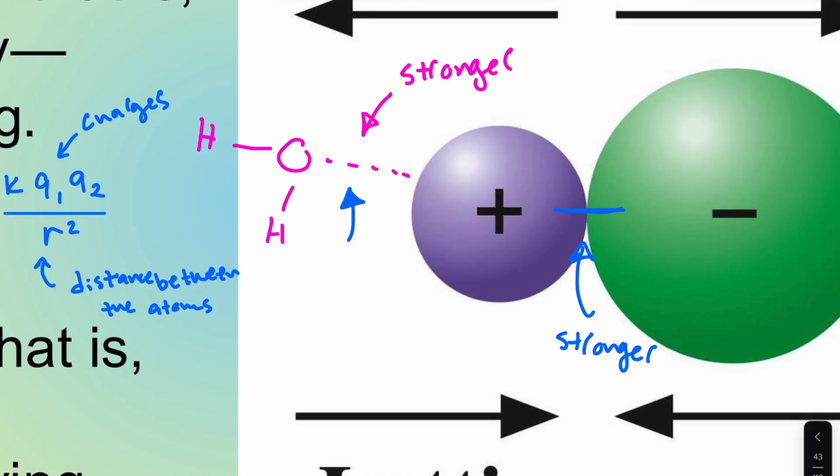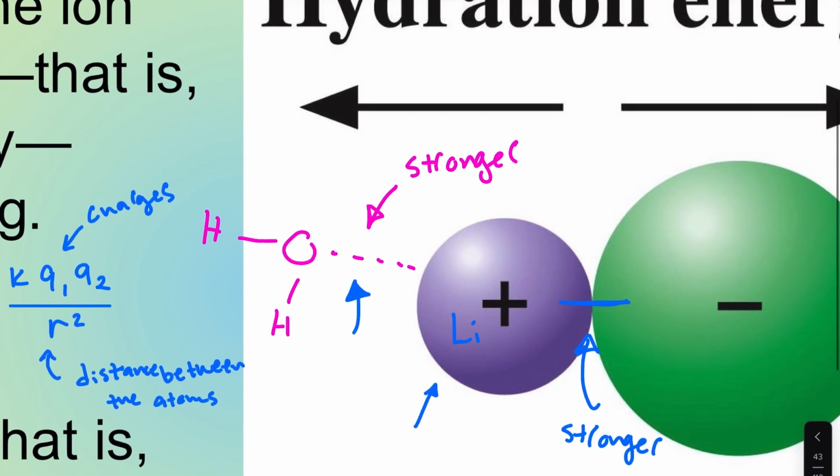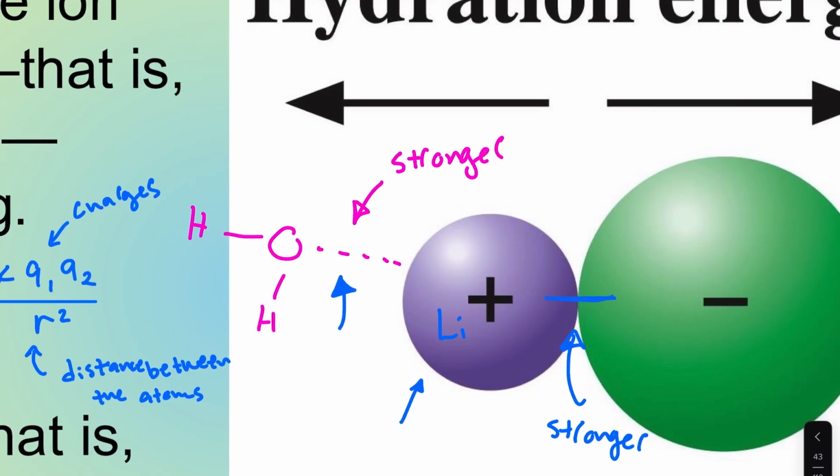That being said, smaller atoms, like let's say that this is lithium with a plus charge, lithium plus is a very, very small atom, which means it has a very high charge density, right? There's a positive charge on a lithium atom in a very small space, in a very small amount of volume. So you have a high charge density for a lithium atom, and that is going to increase the amount of energy of hydration that you have.